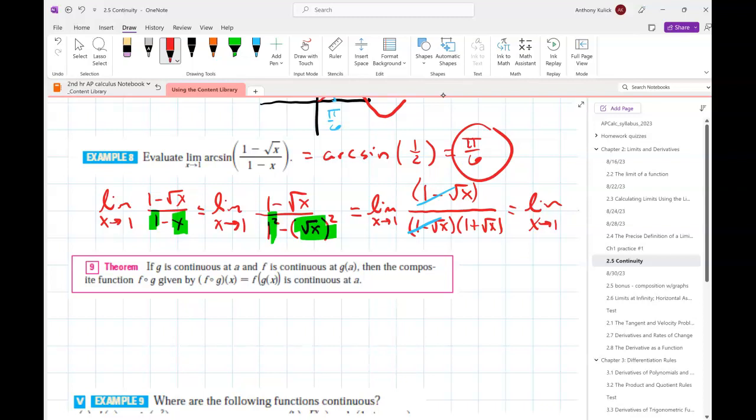So the only outputs you can get from sine inverse or arc sine have to be between negative pi over 2 and positive pi over 2. That's the same thing for arctangent, but for arc cosine, it's 0 to pi.